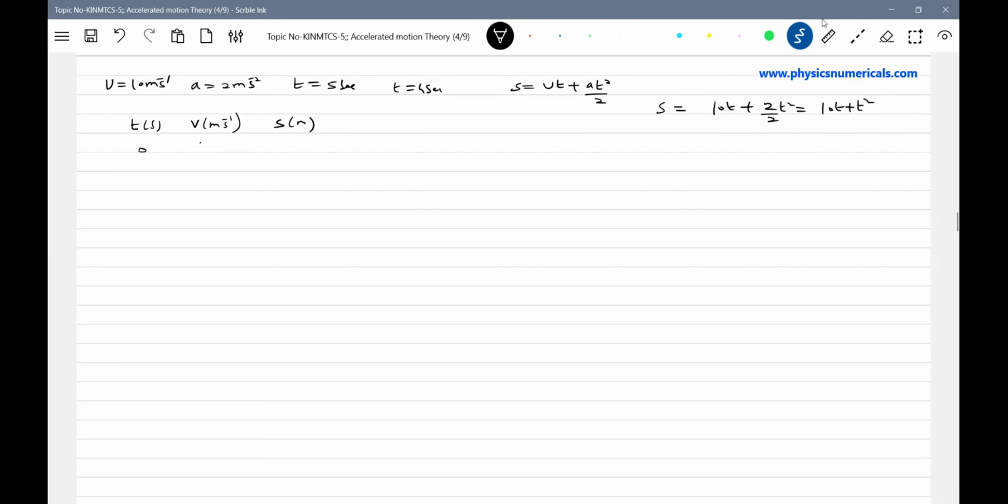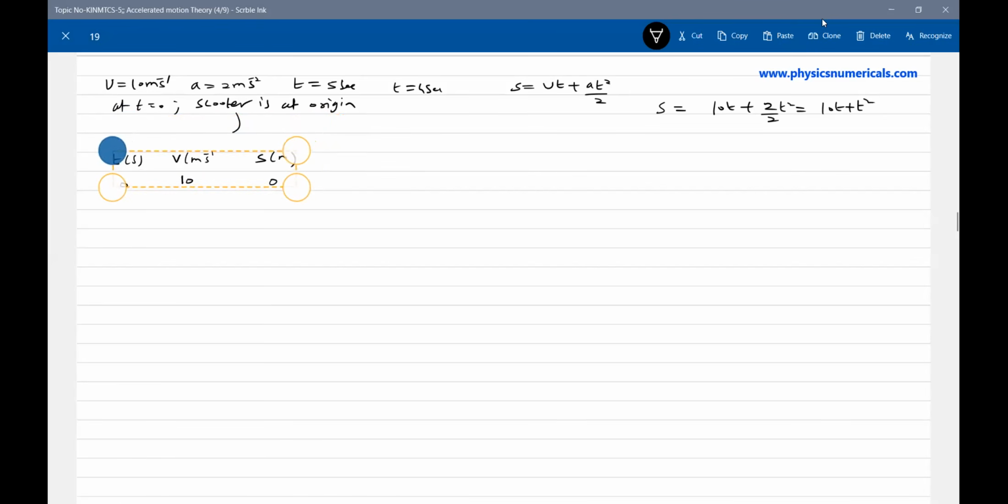Okay, put t equal to 0. What is the initial velocity? What is the velocity of the object? 10. What is the position of object? Initially, let it be at origin. At t equals 0, scooter is at origin. In the end, I'll bring the diagrams. Now let me first get the data.